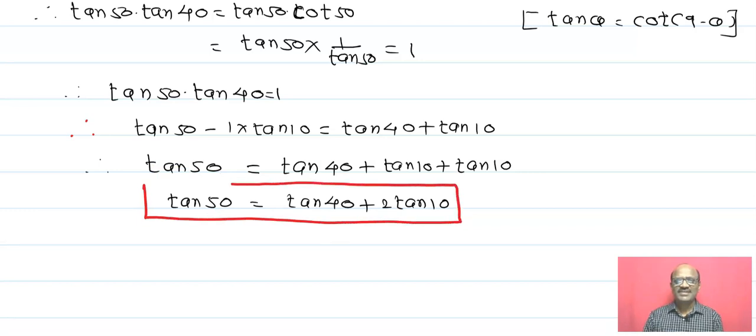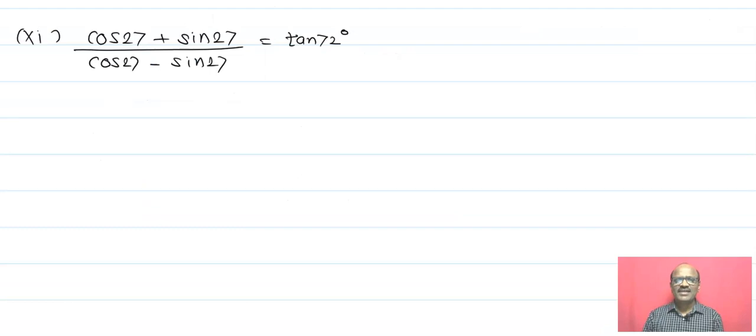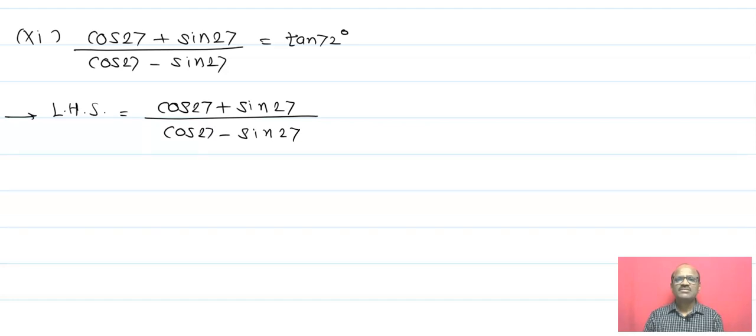See this again. Everything you have to remember here for all the formulas. There is cos of 27 plus sine of 27 upon cos of 27 minus sine of 27 is equal to tan of 72. Now again, this is very interesting.